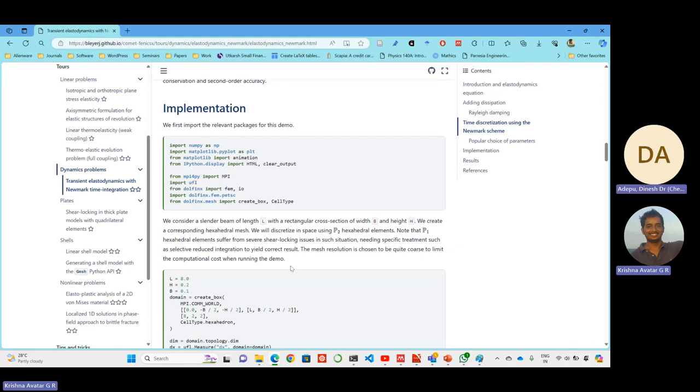It even has automatic differentiation tools, so we don't need to differentiate and give the expression. It can do it. I was talking about automatic differentiation tools.